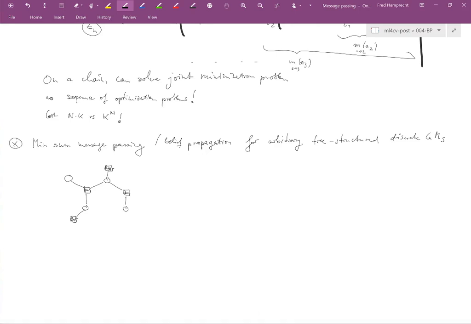Then the procedure works as follows. And if you want to read up on this, you can do this, for example, in the book by Prince, of which I've been showing you the cover in the first hour. So I'm now giving you the recipe, which says first pick an arbitrary root node. It need not be a leaf. You know, it can be any random variable.